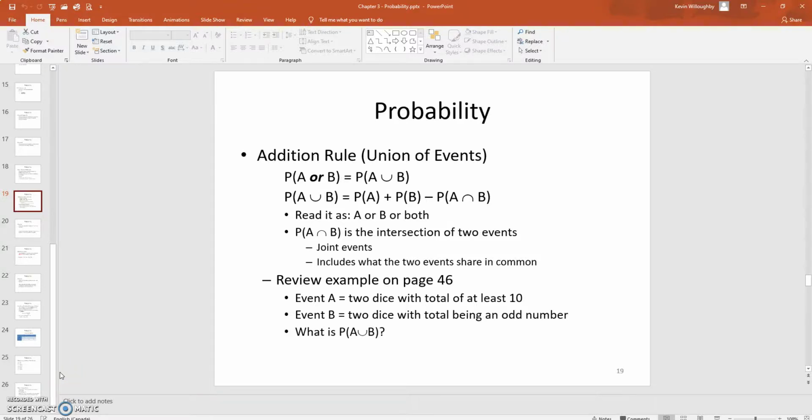Hello students, we will continue this discussion on Chapter 3, the laws of probability. The first law we have is called the addition rule, sometimes referred to as the union of events.